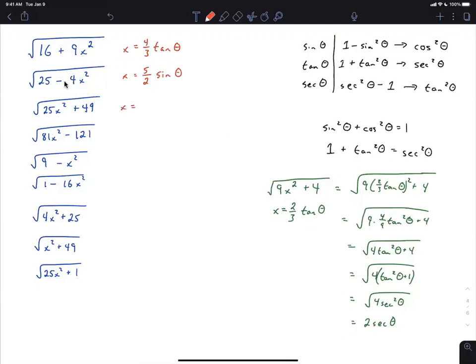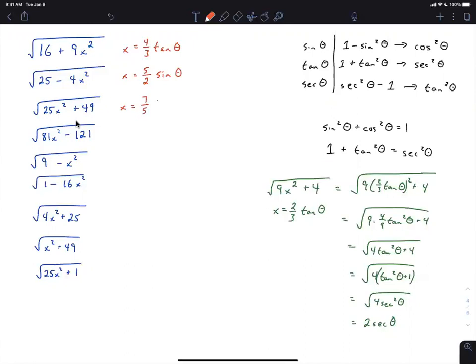Okay, for the next one, we want to get rid of the 25. Remember, it's not always the second one, it's the one with X that you're going to cancel out. So we're going to cancel the 25, which means we're going to put a 5 on the bottom. We're going to end up with 49, so we're going to put a 7 on the top.